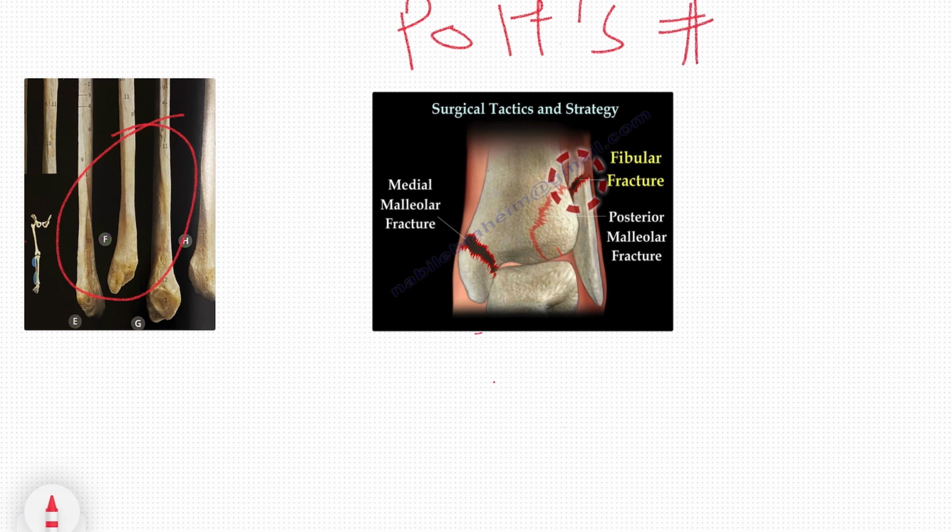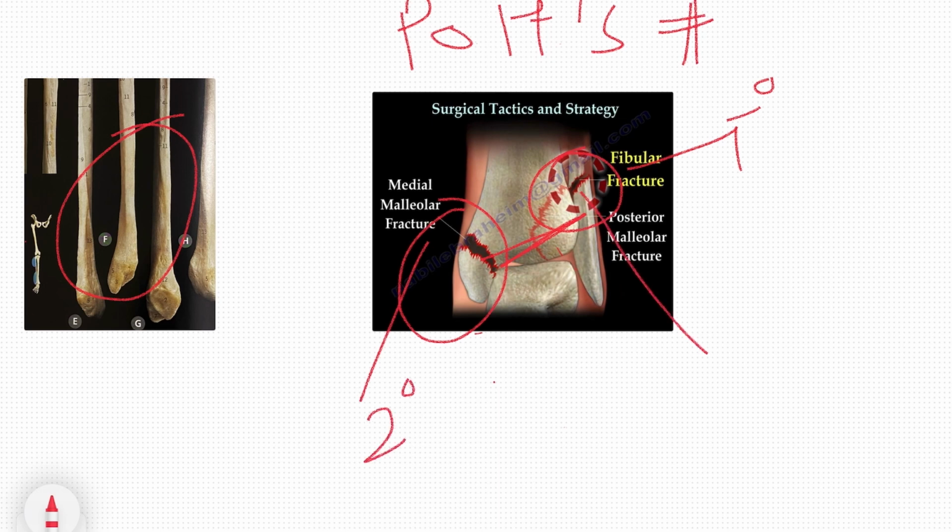In Pott's fracture, there is a fracture of the lower end of the fibula, that is, a fracture of the lateral malleolus, followed by fracture of the medial malleolus and tearing of the lower margin of the tibia. So this is the first degree of fracture, this is the second degree, and this is the third degree of Pott's fracture. This happens when the foot gets caught in a hole in the ground, and it leads to forceful external rotation and abduction of the foot.